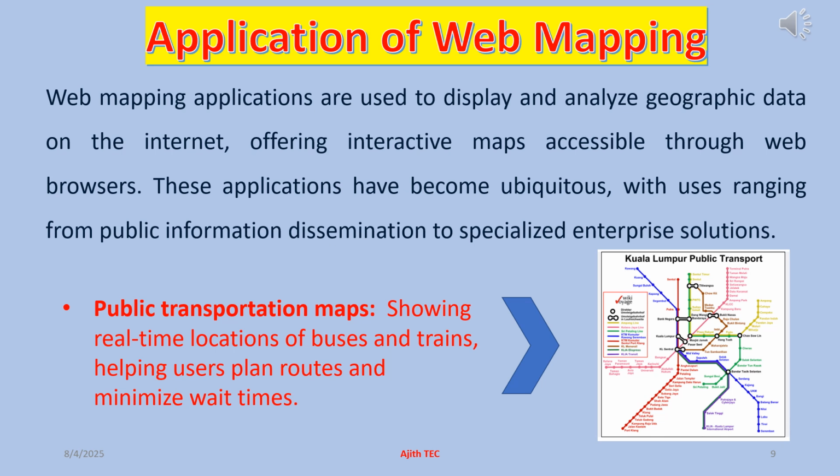Application of web mapping. Web mapping applications are used to display and analyze geographic data on the internet, offering interactive maps accessible through web browsers. These applications have become ubiquitous, with uses ranging from public information dissemination to specialized enterprise solutions. Public transportation maps show real-time locations of buses and trains, helping users plan routes and minimize wait times.